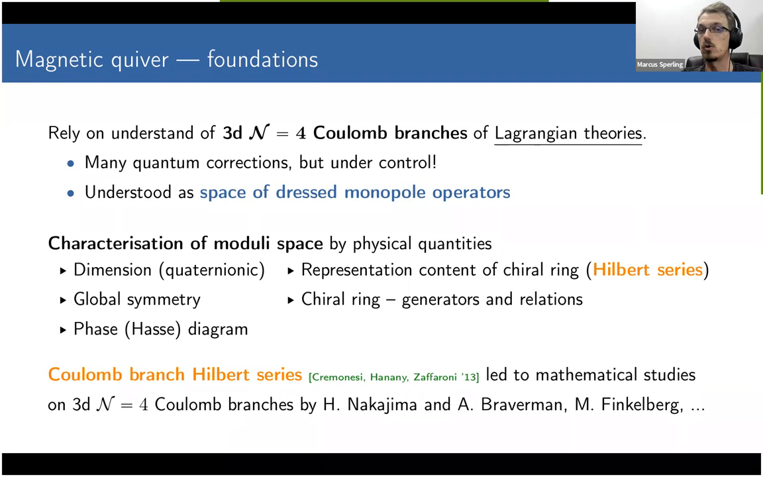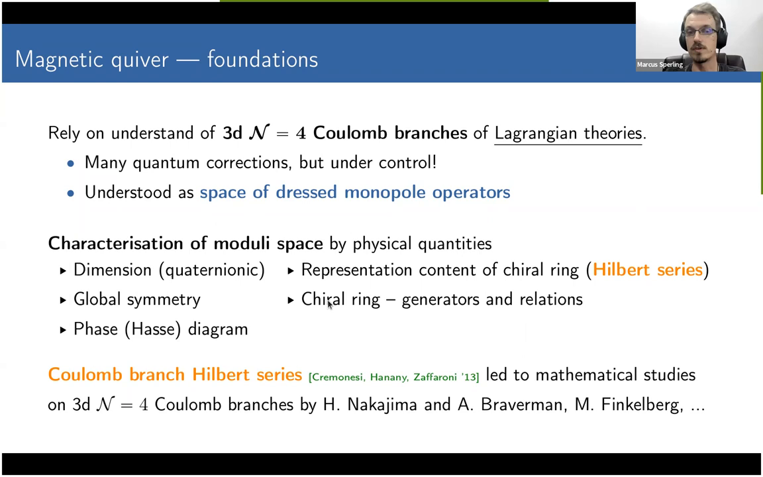Once you appreciate that you can use these operators, you can propose a quantum corrected description of these Coulomb branches, and then you can quantify the space by various types of information. Of course, you can start with numbers like dimensions and global symmetries, but then you can also compute more informative quantities, such as a Hilbert series, which gives you a generating function for the spectrum, or you can compute a phase diagram, or if you're super strong, you can even compute the entire chiral ring, but that is usually very difficult for generic spaces.